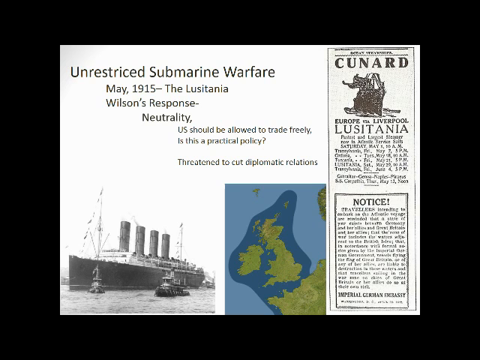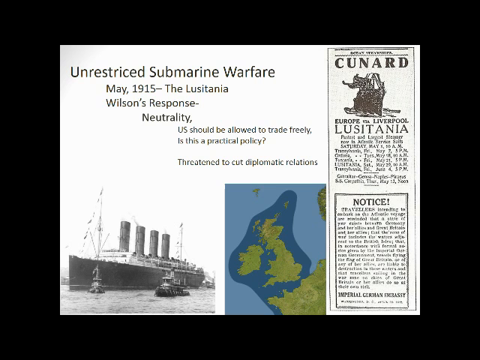In the United States, despite knowing that that ship had munitions, Wilson responded by basically threatening to cut diplomatic relations with Germany. And Germany stops for a period of about a year and a half. Germany stopped unrestricted submarine warfare, and they started using a kind of restricted submarine warfare in which they would surface and announce to the ship that they're going to sink them, and it was not as effective, obviously.